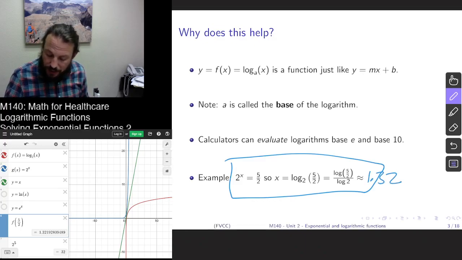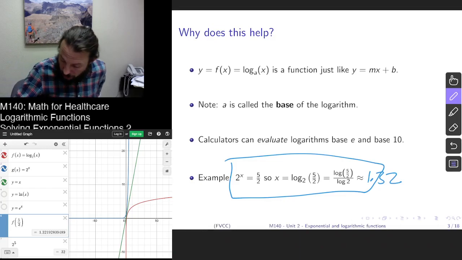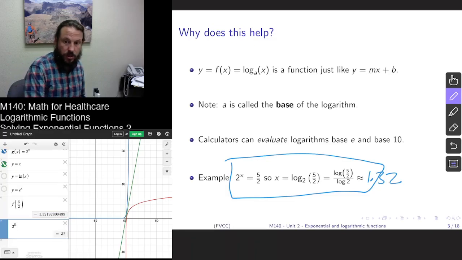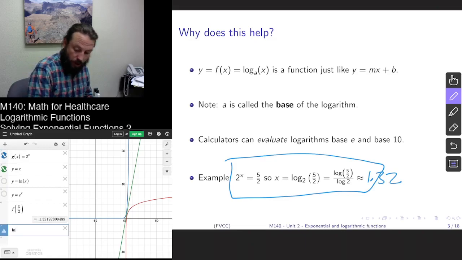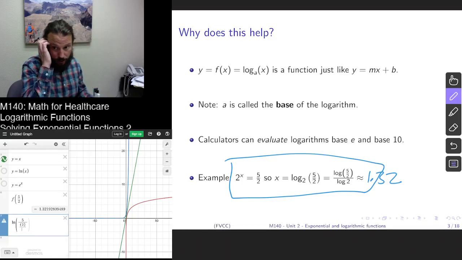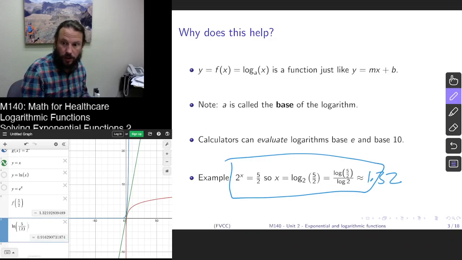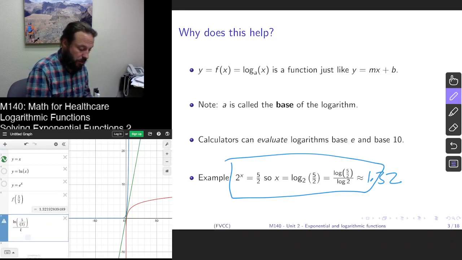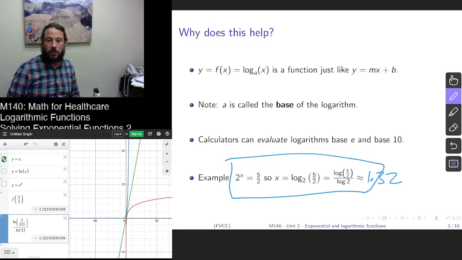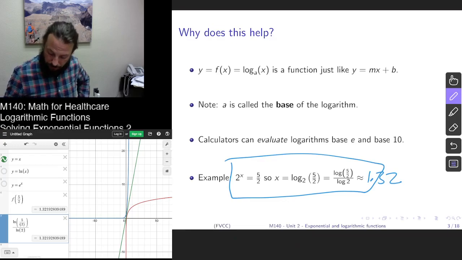Does that make sense? Well, let's see. 2 squared would be 4. What's 5 halves? That's 2.5, right? And 2 to the 1 is 2. So it's got to be somewhere between 1 and 2. And just so that you see it does work out the same, I could do the natural log of 5 halves if you're working on a calculator, divided by the natural log of 2. And there we see the same answer. And that's our formula for change of base.